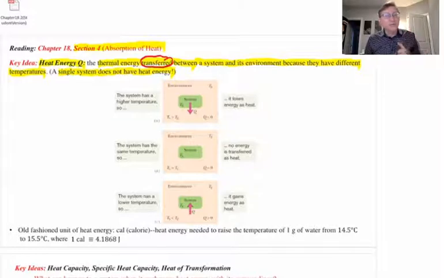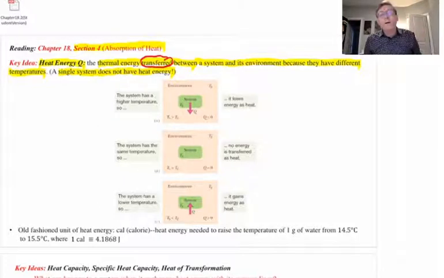You could say it has 10 joules of thermal energy, that form of internal energy related to its temperature, but you can't say a system has 10 joules of heat. You could say a system transfers 10 joules of energy as heat to its environment.